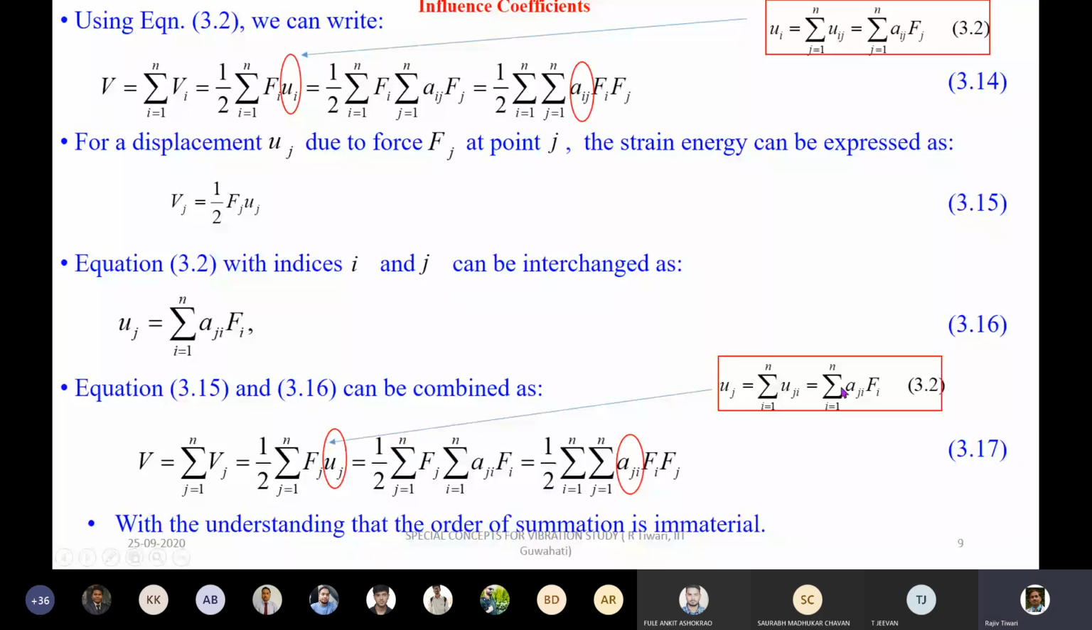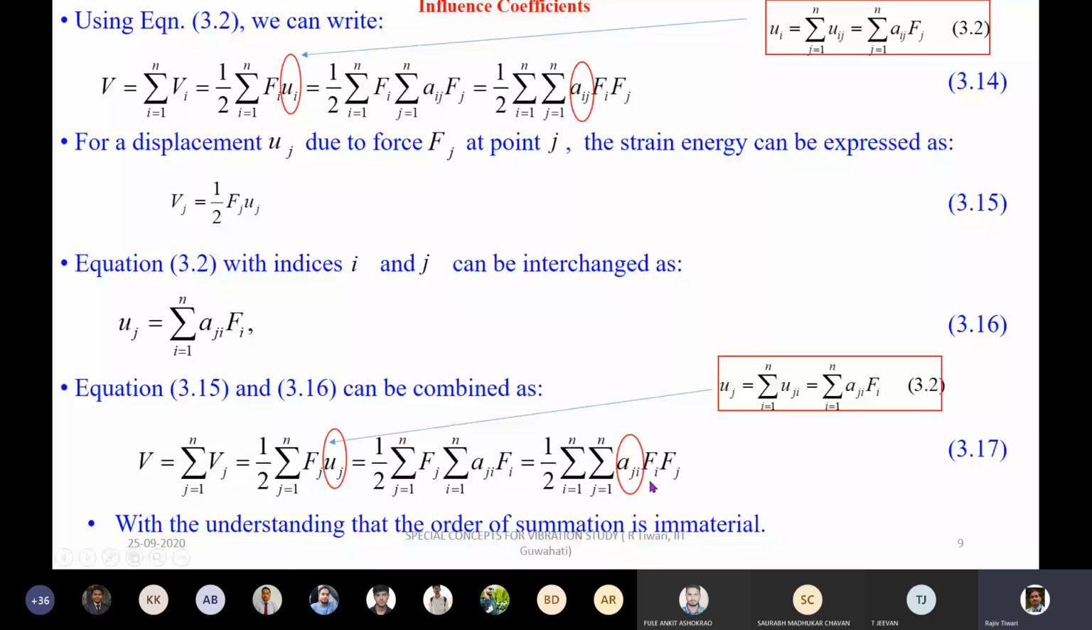Now, this particular strain energy which we obtained at the jth location, we can sum up for all the locations. So if we sum up this Vj, we can replace Uj with this expression here. Earlier it was Ui, because here in the second step we started with the jth location. So if we replace this, we can take the summation outside. Even the order of summation can be changed. So this will be Aij.